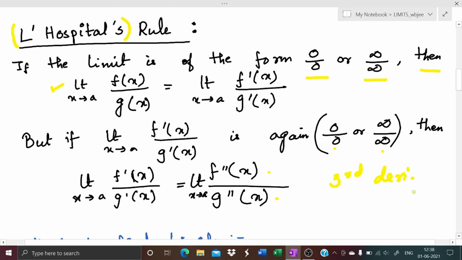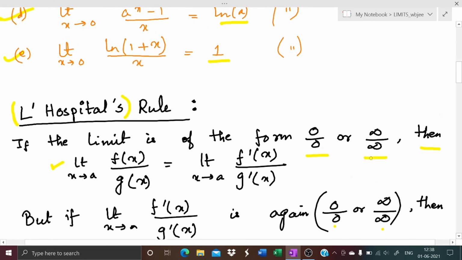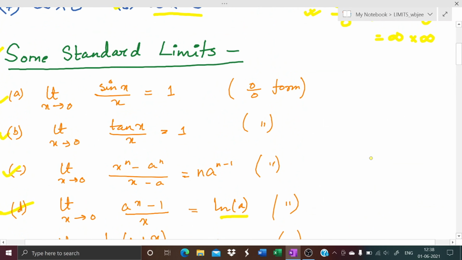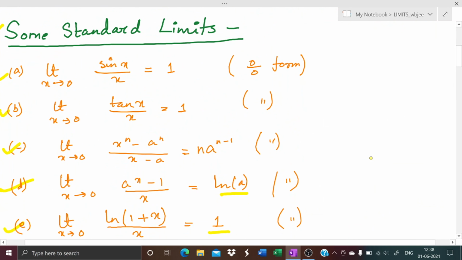Okay, so it will continue until you get the proper form, until the 0 by 0 form is removed. So this is L'Hopital's rule. Now actually you can see here that all the standard limits, that is sin x by x and all these things, they come by L'Hopital's rule only. See, sin x by x is 0 by 0, so if you differentiate it, it will be cos x by 1, and where limit x tends to 0, that would be equal to 1.